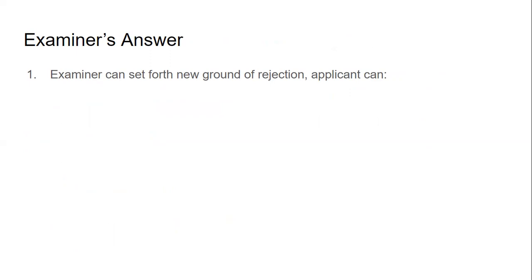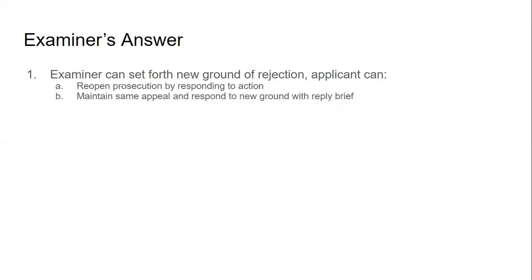They can say, okay, we kind of looked at what you were saying. We have made these changes in response, and now you can respond from there. So now the applicant after that can either reopen the prosecution by responding to that action, or they can maintain the same appeal and then respond to the new ground with a reply brief. So basically, if you only respond to the action and you don't make it clear that you are maintaining the appeal, then the appeal is immediately abandoned. So you have to make it clear that you're maintaining the appeal.